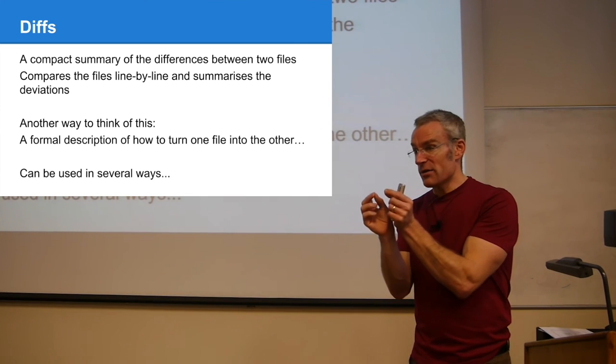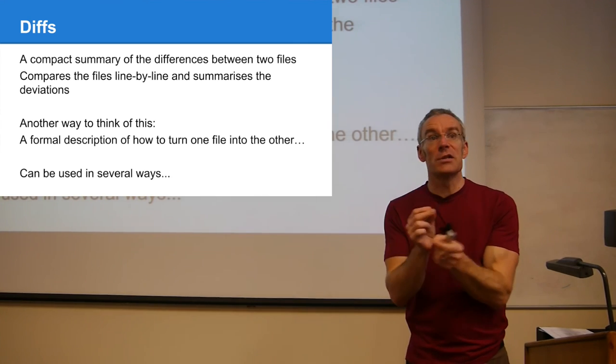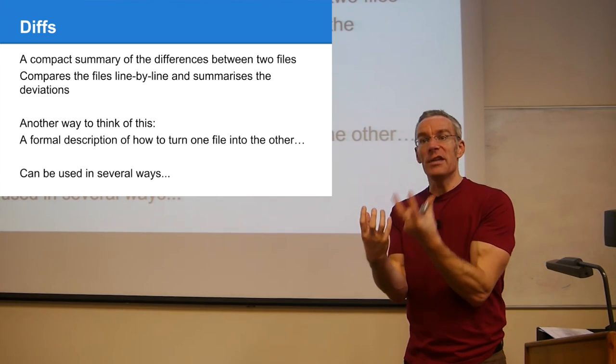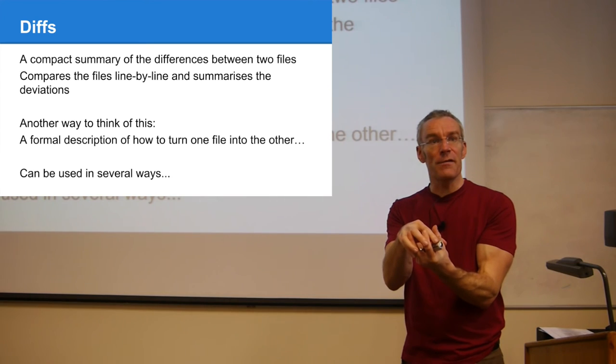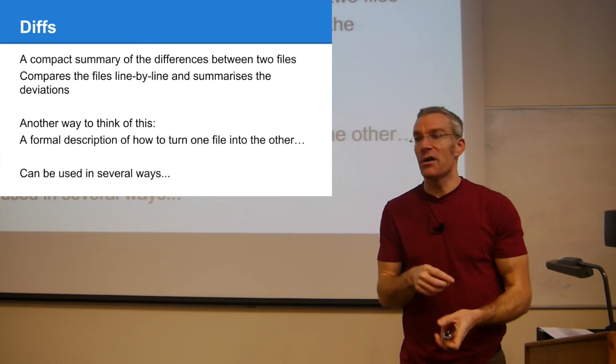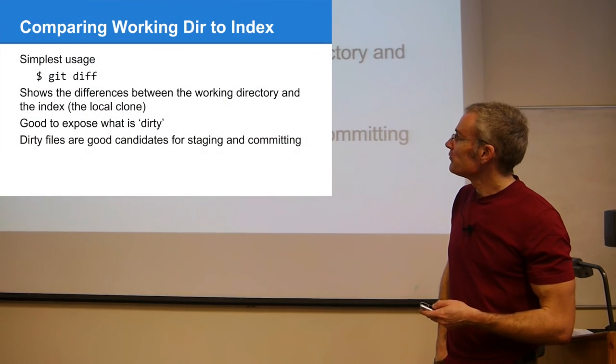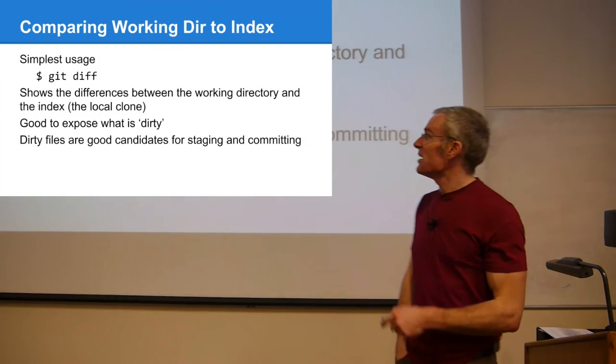It's actually how Git is mapping the differences between files. So here's my first version of the file. Here's my diff. If I take the first version plus the diff, I've got the second version of the file. Okay, it's the formal description. Simple way is to use git diff.